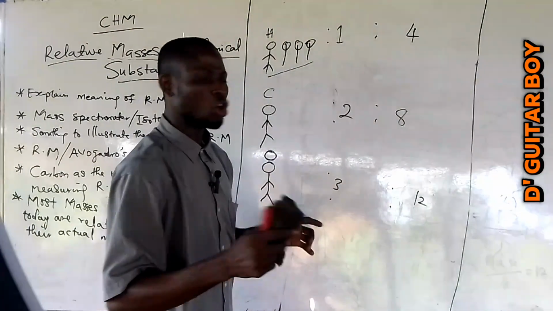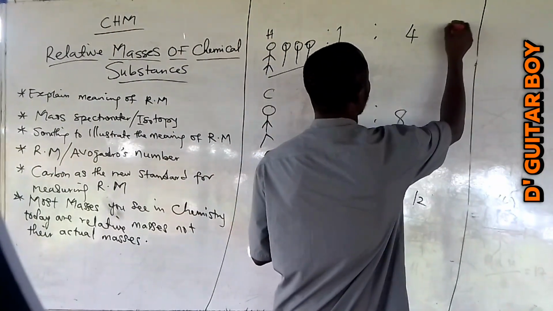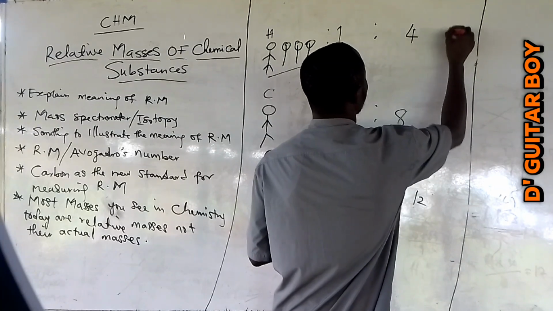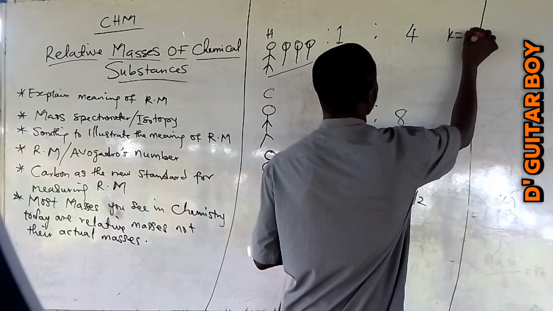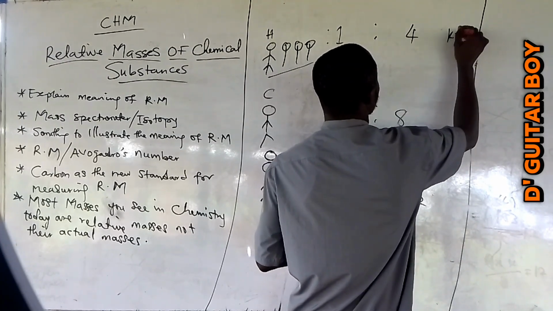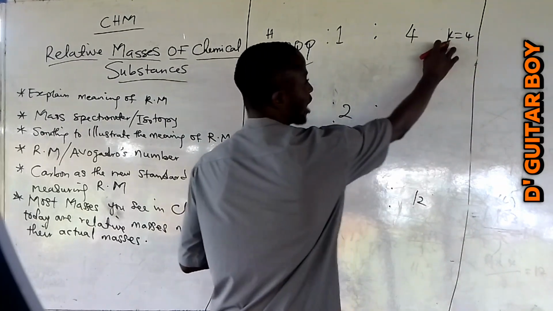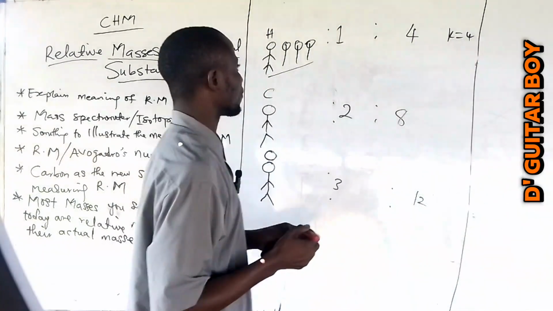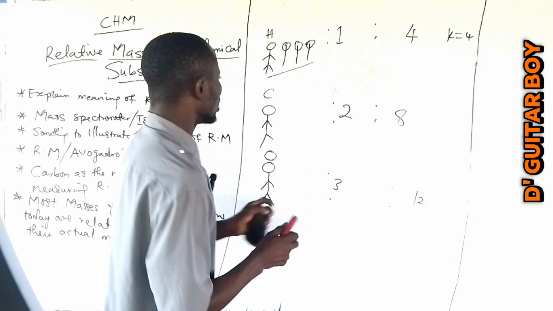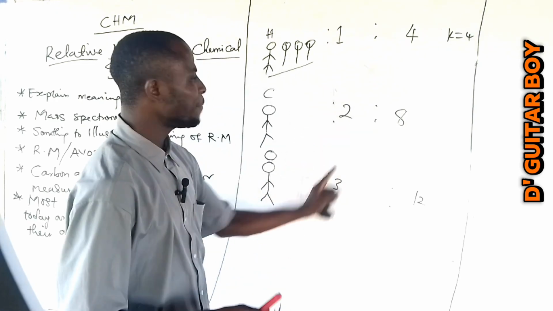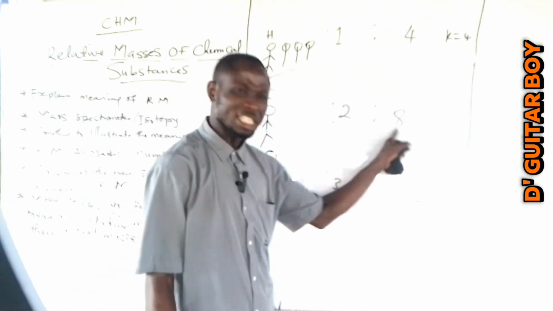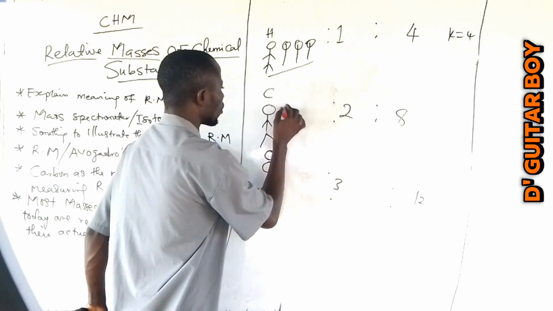Now, if you also come here, you see that K here is what? K here, constant, is equal to 4. I call it K. I will tell you the reason why I call it K later. Now, look at this one. If this one that was having 2 before, how many of them would have given you this 8? You will see that it's also 4.